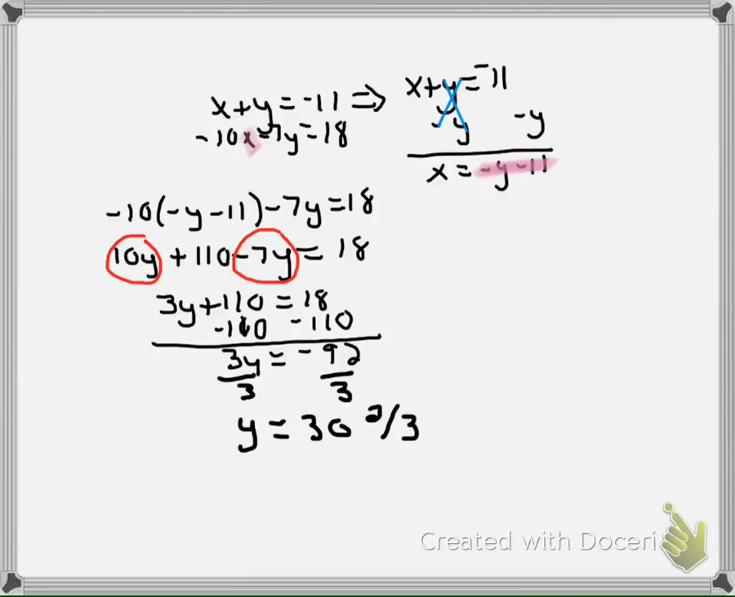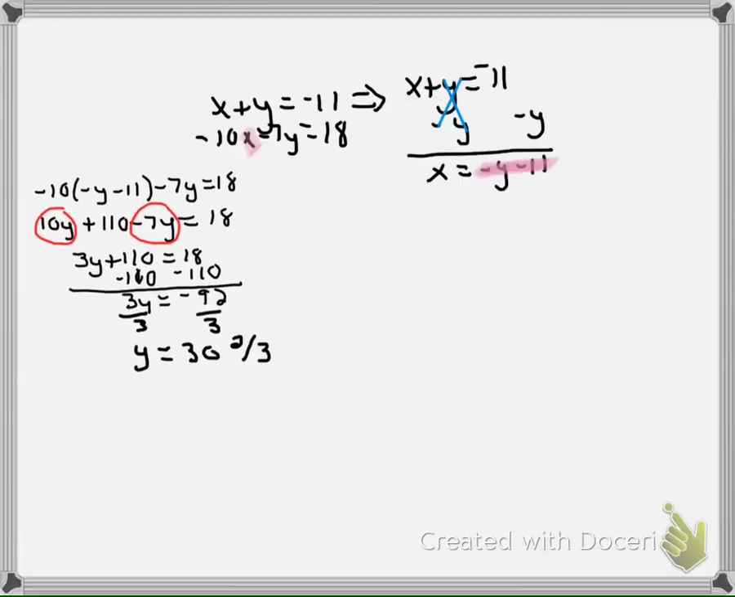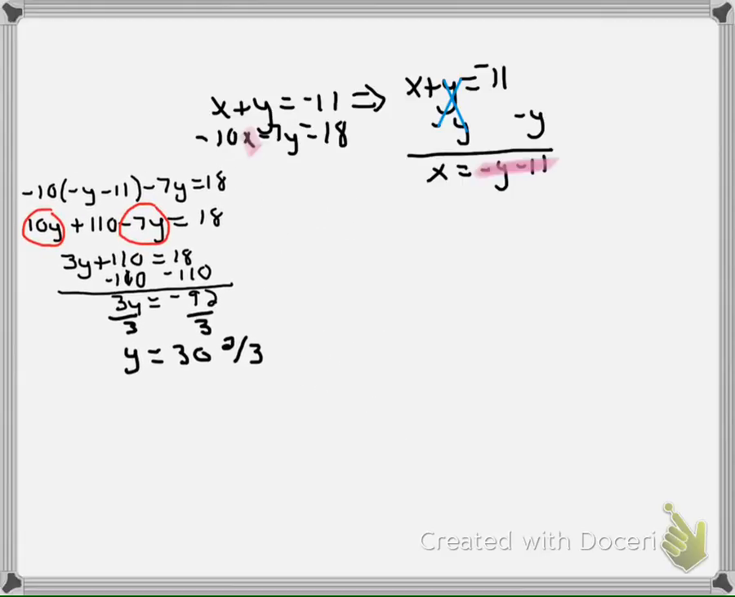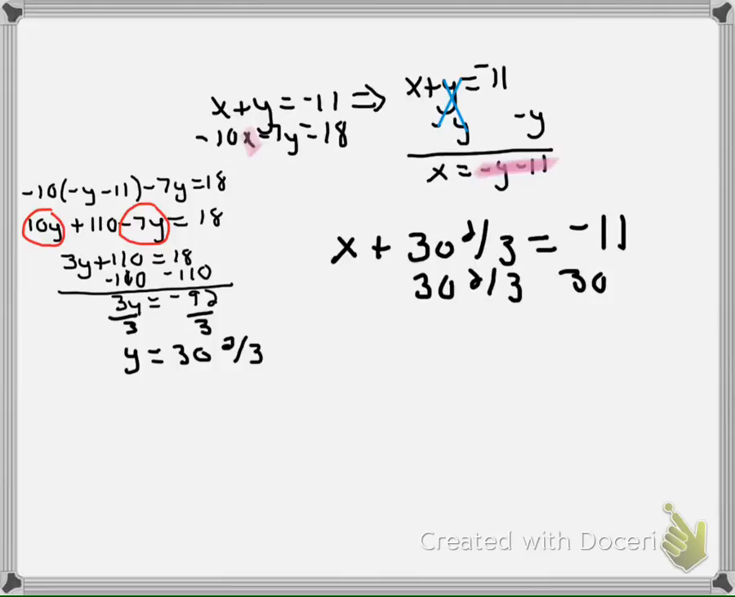I'm going to go ahead and put it back into this equation because it would be easier. So I'm going to shrink things again a little bit. And move that to the side. So now I'm going x plus 30 and 2/3 equals negative 11. And then to get the x by itself, I'm going to subtract 30 and 2/3 on both sides.